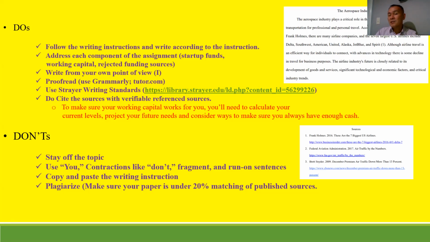This assignment is about the startup funds and nothing else. Do not Google and copy an assignment and write. Write according to the instructions. Address each component. You have the startup funds with the strategy, working capital, and rejected funding source. If you do not mention these elements, you didn't write the paper. You cannot earn full points for it.